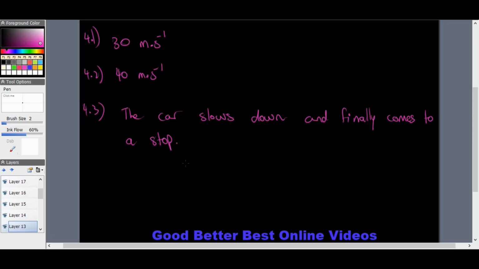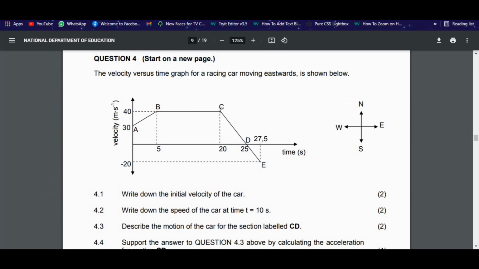The car slows down and the car finally comes to a stop. Okay, we can see that in the graph because all the way down here, from C all the way down this line, the velocity is decreasing, decreasing, decreasing, even past the initial speed of 30 meters per second, and when it comes here, it stops.